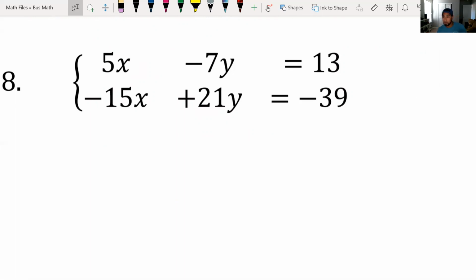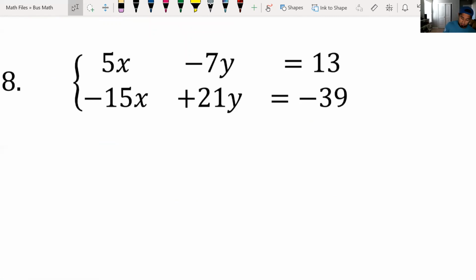We've been manipulating both equations. Sometimes you only have to manipulate one. So that's why elimination method is crazy. You're given all this power to do something, but you're like, no, that can't be right. But it is, right? It is.